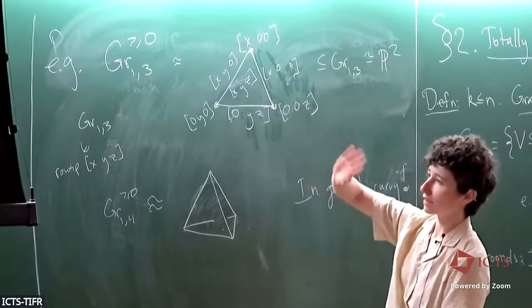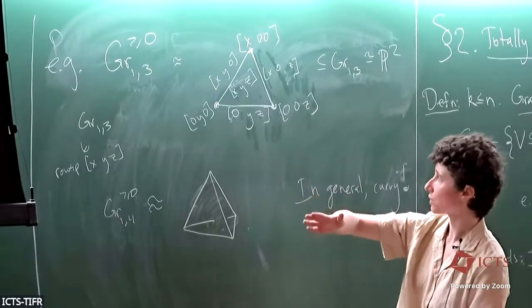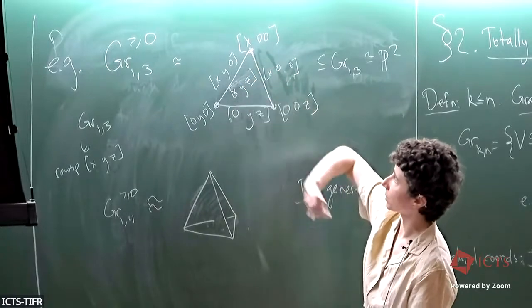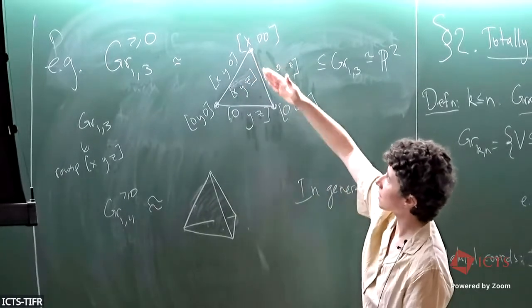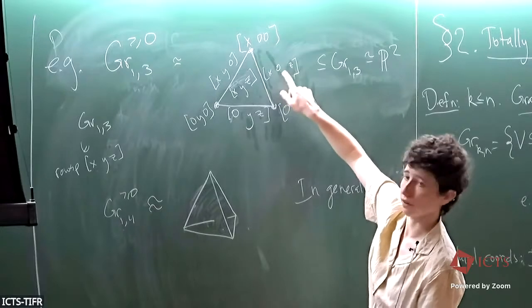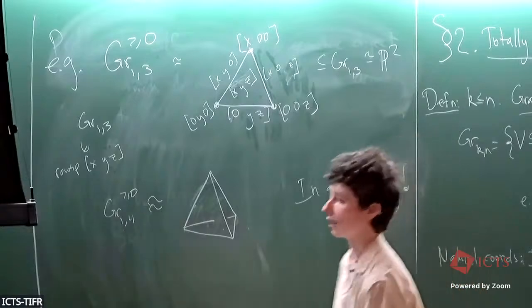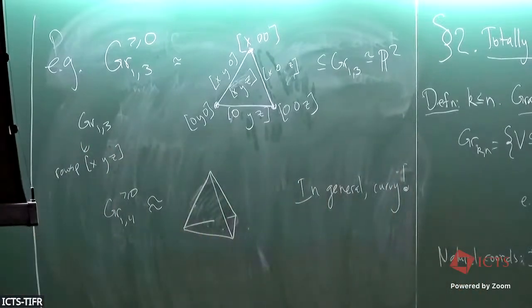So I said we break up into pieces, these positroid cells. Here, the positroid cells are the open triangle where all Plücker coordinates are positive, and then this edge by itself is a positroid cell where I declare this Plücker coordinate is 0 and the rest are positive, etc. So there's one top dimensional one, and then lots and lots of lower dimensional ones all the way down to dimension 0.